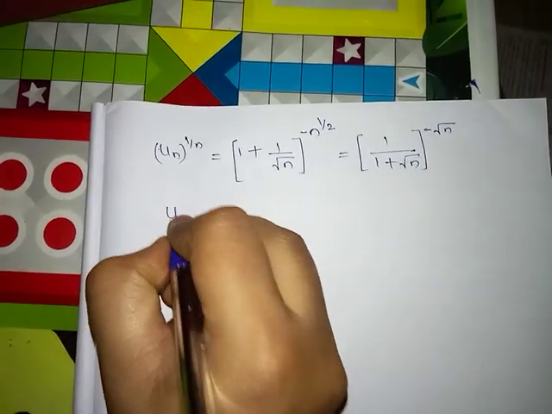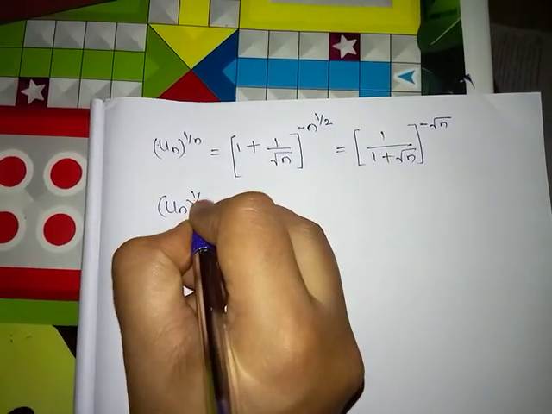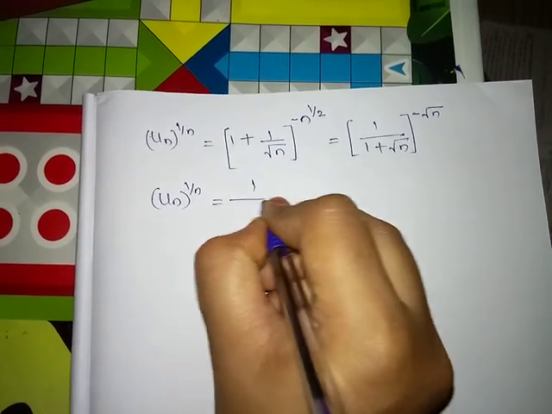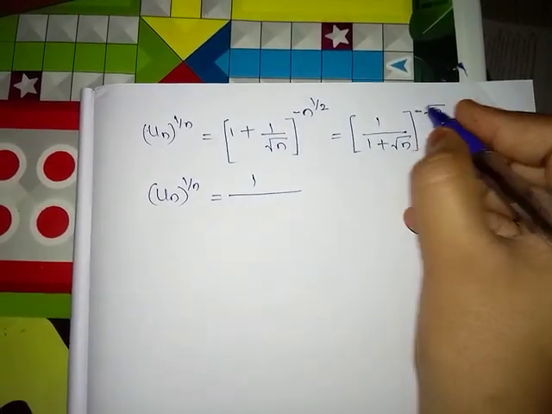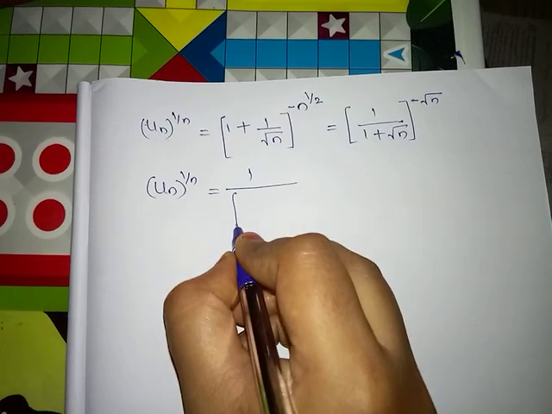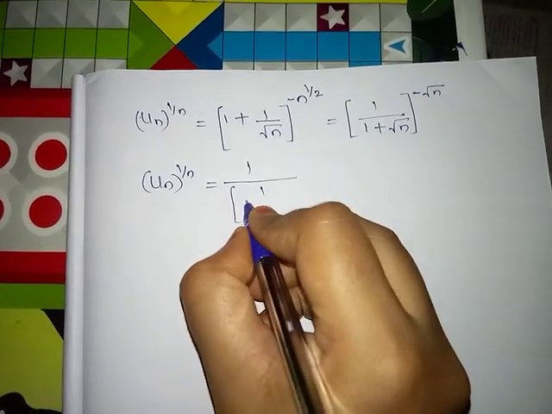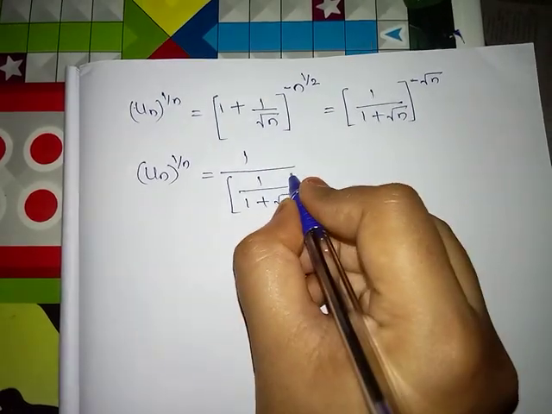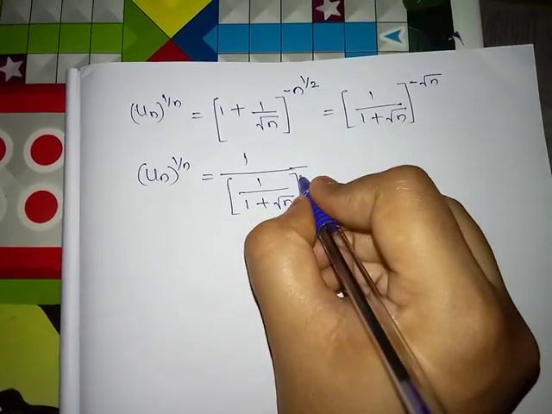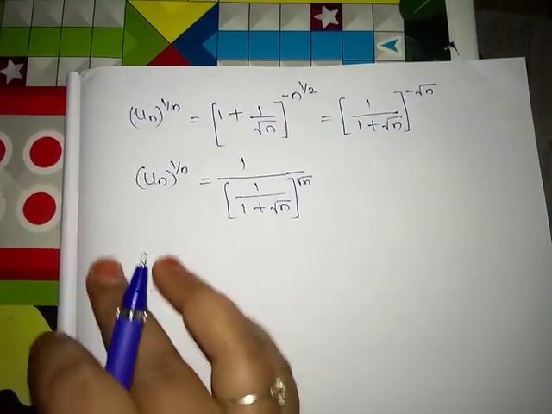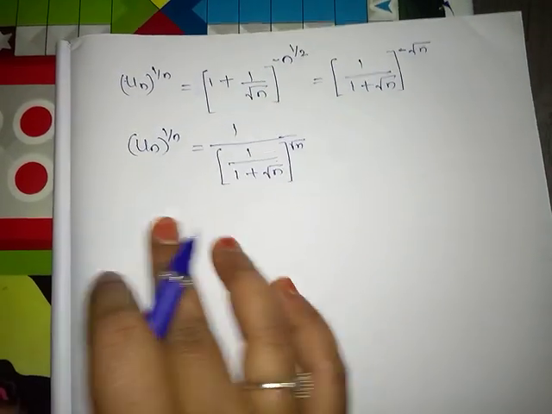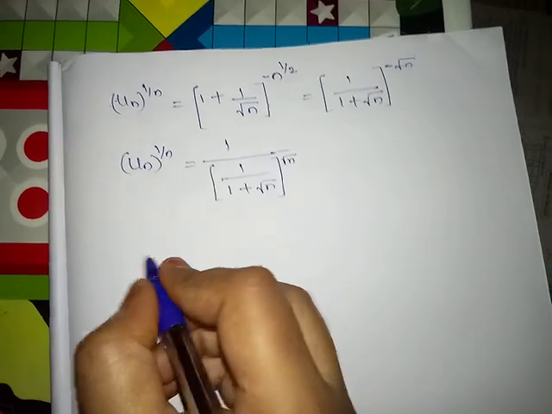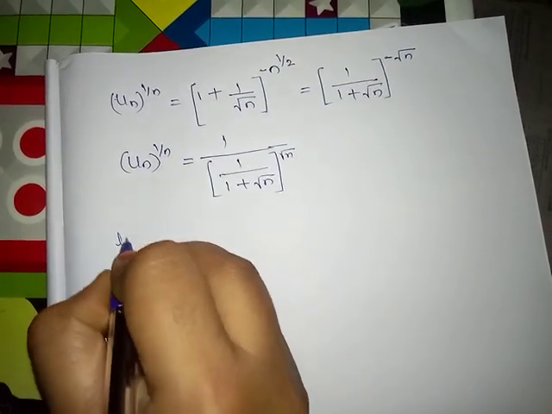Therefore un raised to 1 by n is equal to 1 divided by, because here we have a negative value, it will be in the denominator, 1 divided by 1 plus root n raised to root n. This is our un raised to 1 by n. Now we will apply the limit here.